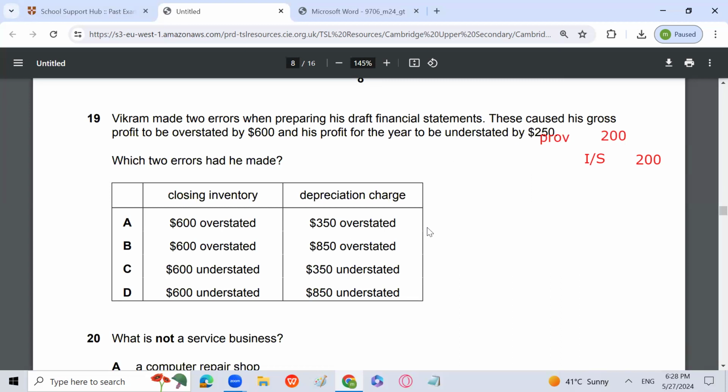So if closing inventory is understated by 600, cost of sale will increase and gross profit will decrease. And his profit for the year is understated by 250, which means that the depreciation charge is understated by 250 plus 600, 850.